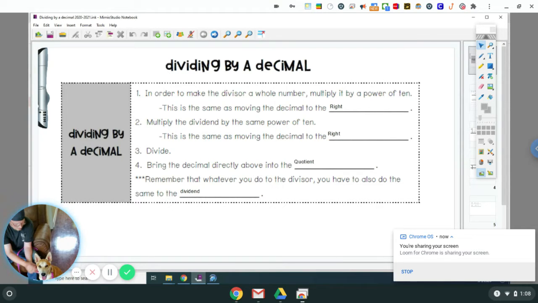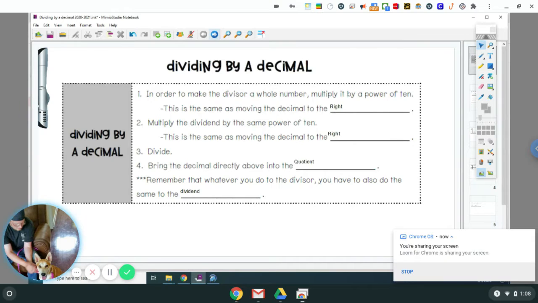So whatever you do on the outside, you do on the inside. And you'll hear me say that a lot. Then you divide. So then you bring the decimal directly above into the quotient. Remember that whatever you do to the divisor, you have to also do to the dividend, which I always say is whatever you do to the outside, you have to do to the inside.